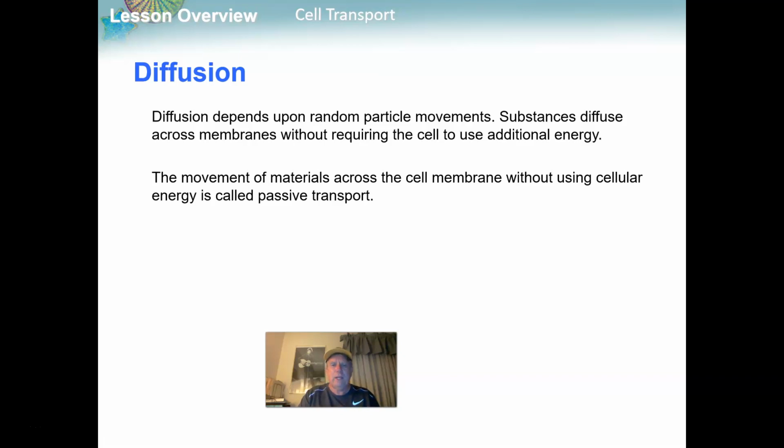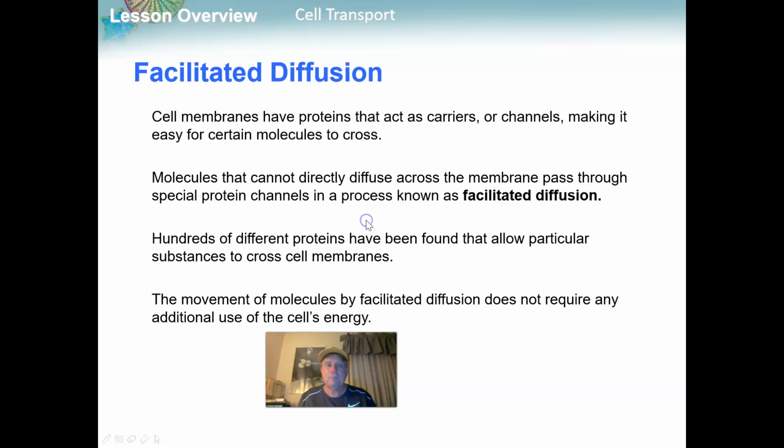Diffusion depends upon random particle movements. Substances diffuse across membranes without requiring the cell to use any energy. The movement of materials across the cell membrane without using cellular energy, ATP, is called passive transport.